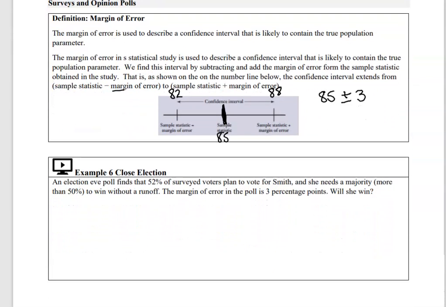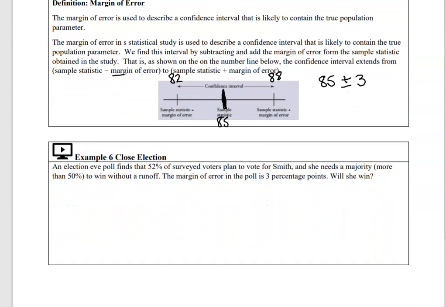Okay, an election eve poll finds that 52% of surveyed voters plan to vote for Smith, and she needs a majority. This is crazy because of all the stuff that's going on with the polls right now, but this is the example. So she needs a majority. She needs 50% to win without a runoff. So right now, this poll is finding that she's got 52% of the votes, they think. And you'll hear them talk about this on TV when they're talking about statistics. They'll say this poll has a margin of error of 3 percentage points.